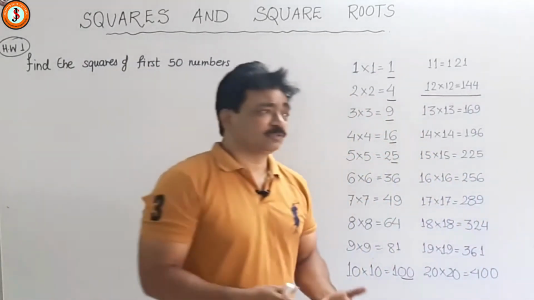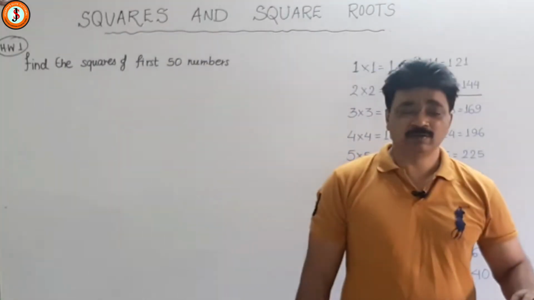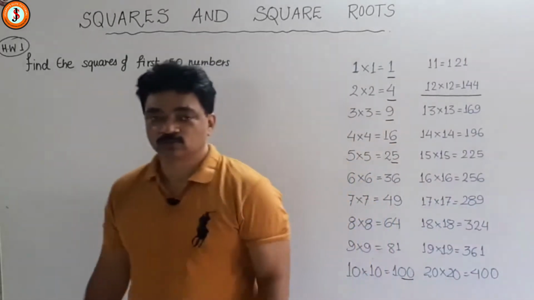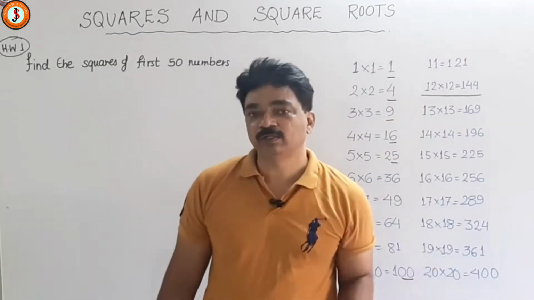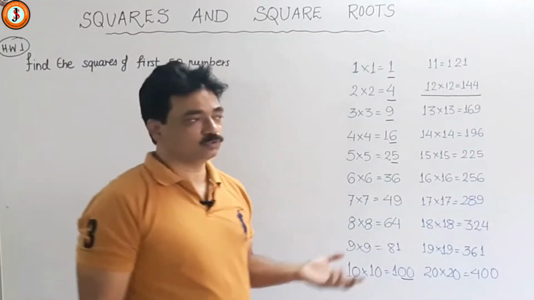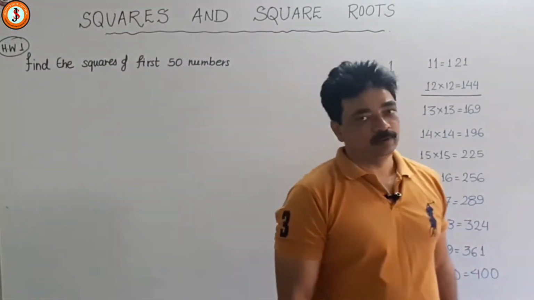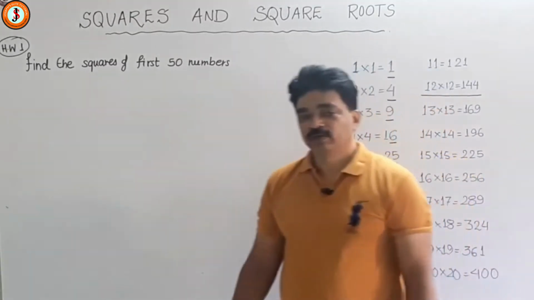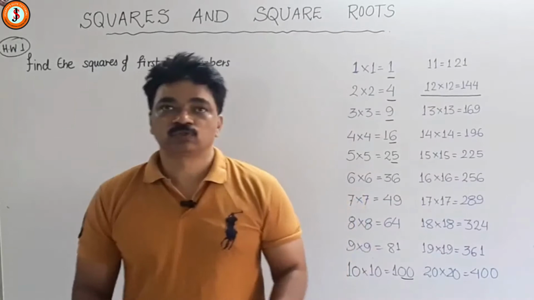Somebody tells you to find out the square of 11, then 11 into 11, that is equal to 121. So 121 will be the answer. Square of 11 is 121. That is how you have to tell. Square of 5 is 5 into 5, 25. So square of 5 is 25. So that means when you multiply a number by itself, then you get the square of that number.